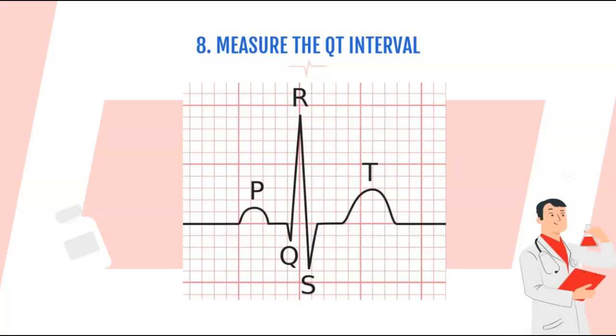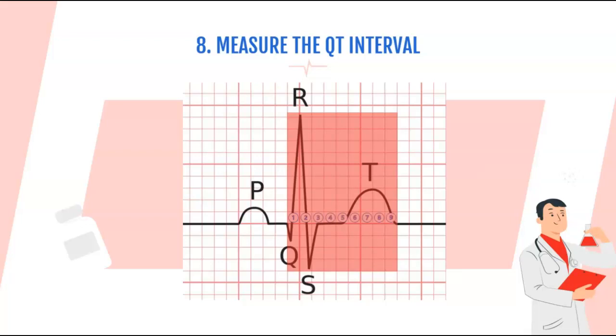Step 8 is measuring the QT interval. Count the number of small squares between the beginning of the QRS complex to the end of the T wave, and multiply by 0.04. Normal duration of the QT interval is 0.36 to 0.44 seconds. This QT interval example is 9 small squares long. Multiplying that by 0.04 gives you 0.36 seconds, which is within normal limits.